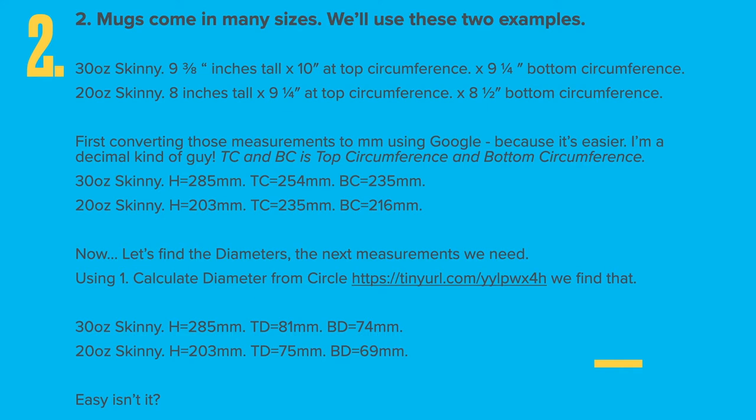Now let's find the diameters, the next measurement we need. So you've got the circumference, and you can calculate diameter from the circle at that website that we gave you. And you find the following measurements. The top diameter, TD, is 81, bottom diameter is 74 millimeters, BD. So TD is top diameter, BD, bottom diameter. Easy, isn't it?